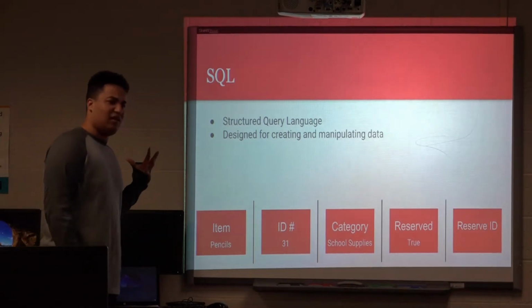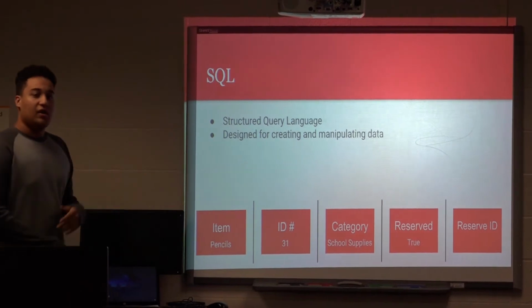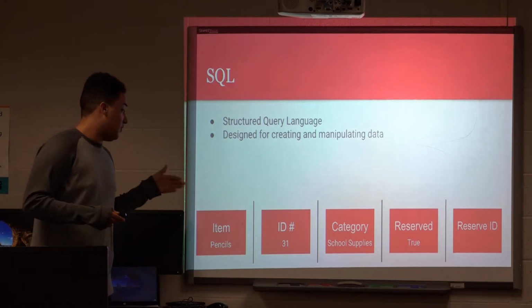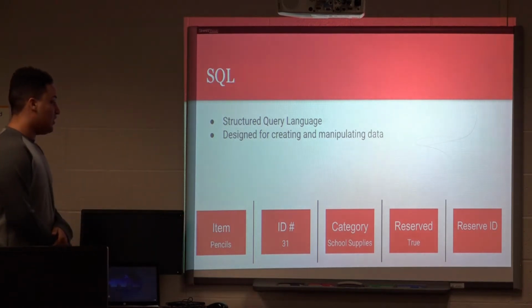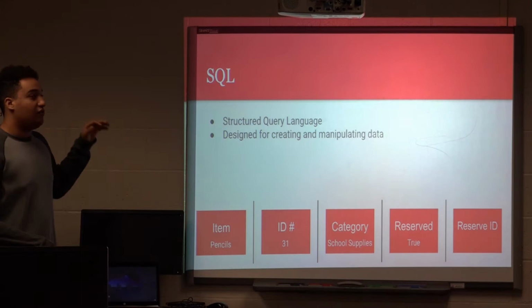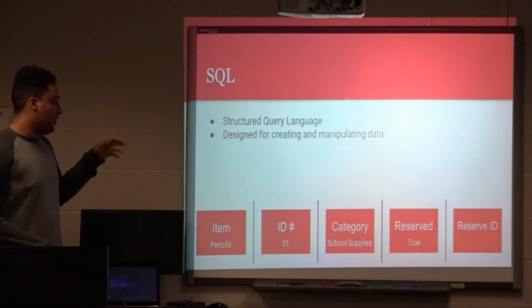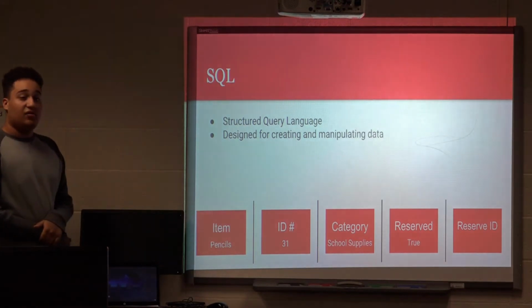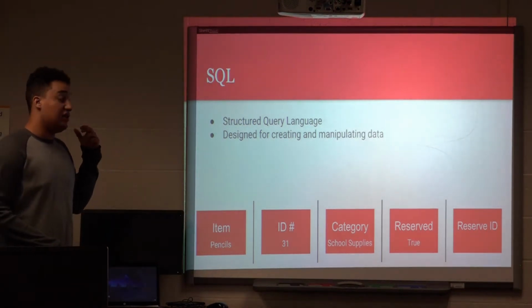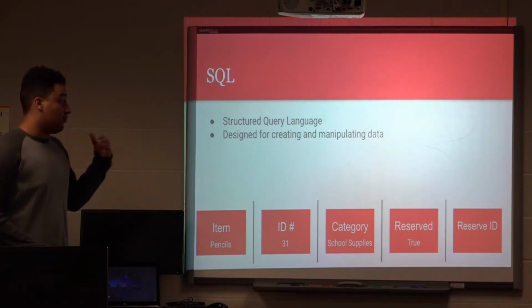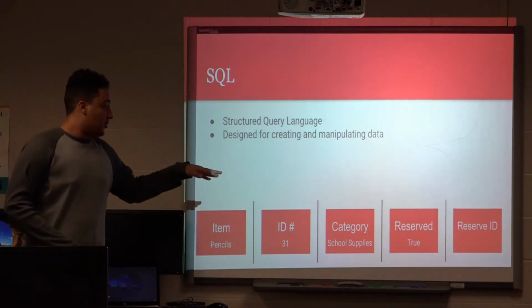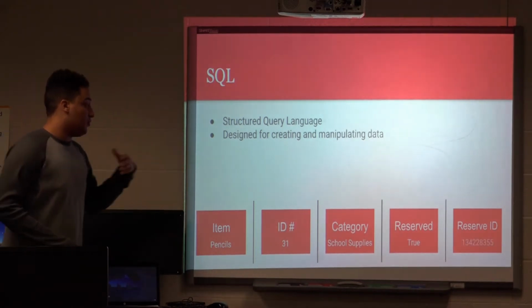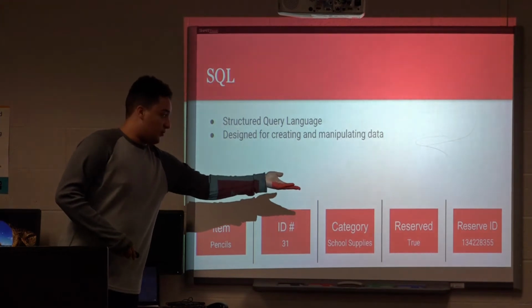So, let's say for example, our item is pencils. It will have an ID number. Every item has a completely different ID number. For instance, this item ID is 31. It will be in a category that would allow us to organize all of our supplies, and so for pencils, it would be school supplies. And then it has a reserve. This is a Boolean, which means it's either true or false. If it's true, there is a reserve ID, and if it is false, there is no reserve ID. For instance, this is true, so the reserver was the person with the ID number of that.